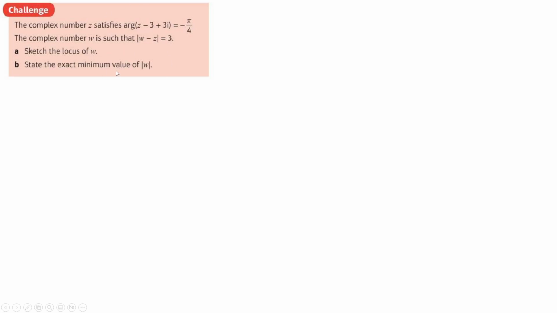I think this is the last challenge question. Okay, so like I said, same thing, z minus, and then this thing in brackets, so that's just going to be 3 minus 3i. Just be careful, minus, make a positive. And we've got minus pi over 4. So that means the angle it makes with the positive real axis is going to be pi over 4, but it's actually going to be in the clockwise direction.